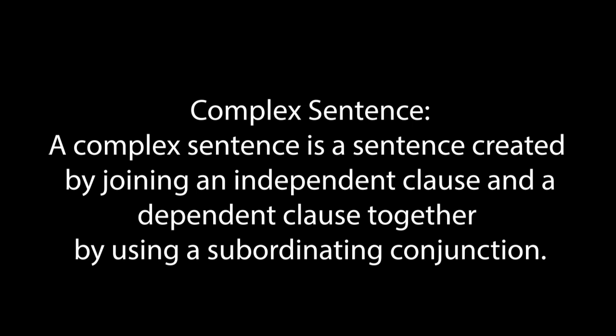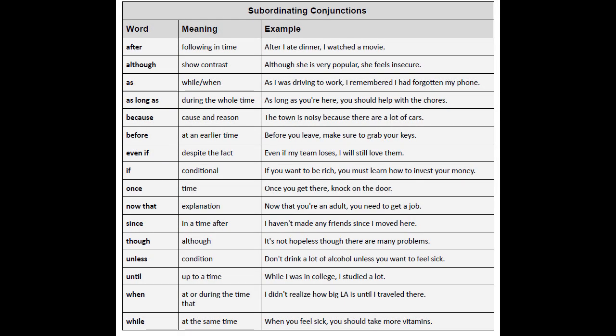What these are is just a group of words that are attached to the beginning of a dependent clause. They're actually the words that make a clause dependent. And I'm going to explain and teach you some of these subordinating conjunctions. Okay? So we have after, although, as long as, because, before, even if, once, now that, since, though, unless, until, when, and while. Now, don't be overwhelmed. There's a lot of subordinating conjunctions here.